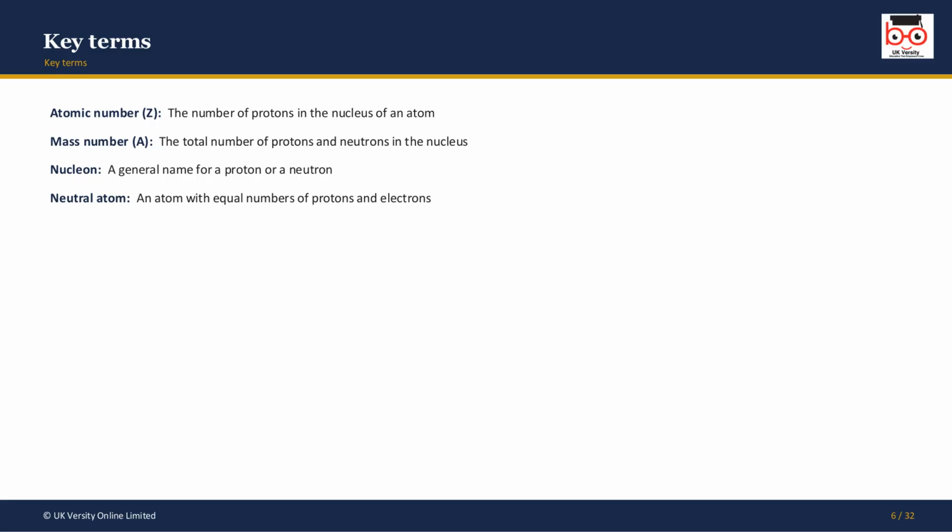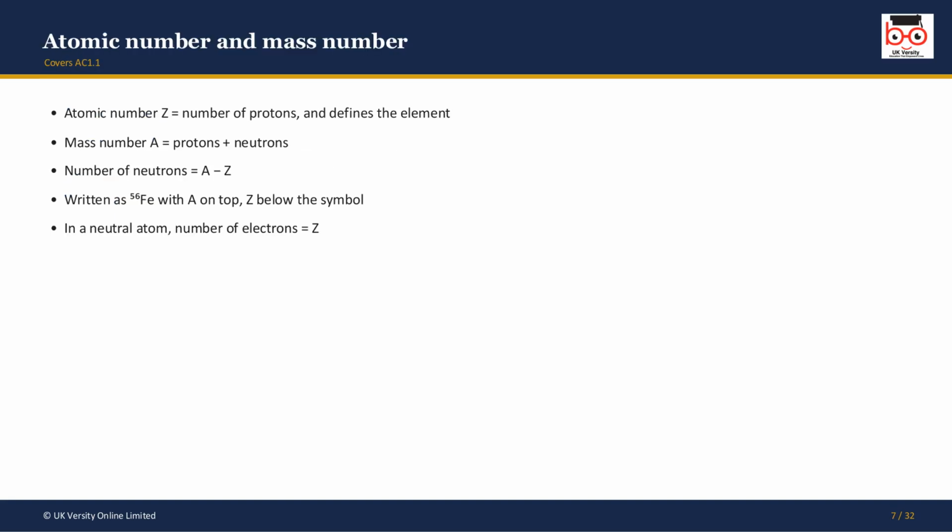A few definitions worth fixing in your mind. The atomic number, Z, is the number of protons in the nucleus, and it's what defines the element. The mass number, A, is the total of protons and neutrons together. We call any proton or neutron a nucleon, and a neutral atom is simply one where the protons and electrons are equal in number. Let's put those two numbers to work.